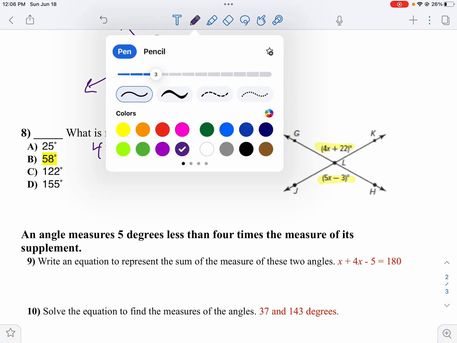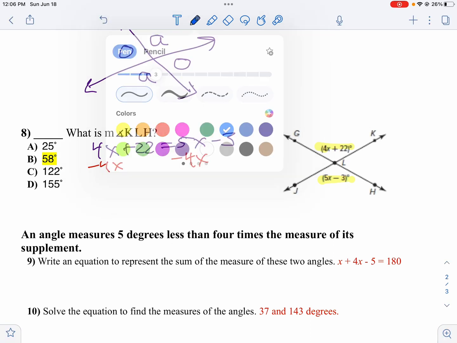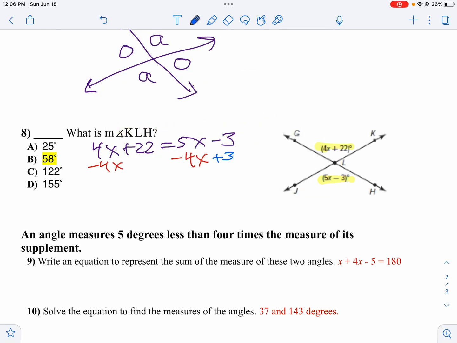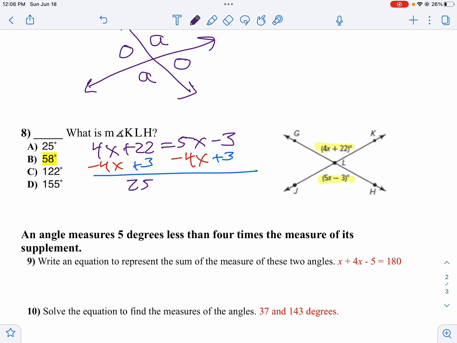Well, let's solve for x. So we're going to subtract 4x from both sides. At the same time, let's add 3 to both sides. So then we get 25 equals x. Now that doesn't help us solve for KLH, except it can help us solve for angle GLK.